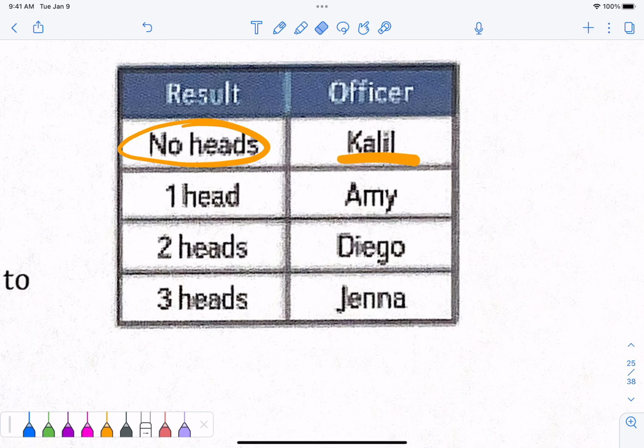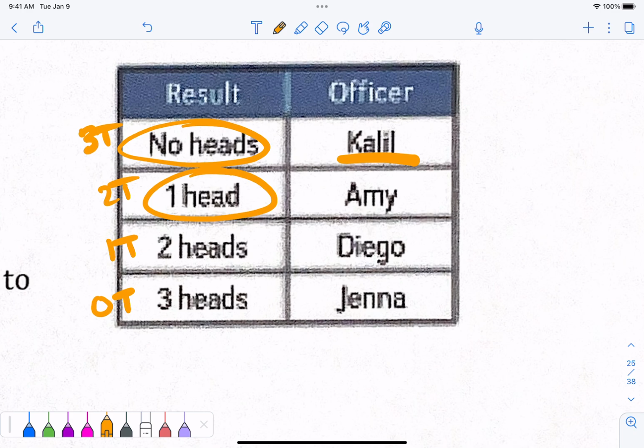If there's 1 head and 2 tails, that means Amy gets to go. If there are 2 heads and 1 tail, then Diego gets to go. And if there's 3 heads and 0 tails, then Jenna gets to go. Got it? That's the only way of doing that, with 4 categories. And they're going to use that to choose who gets to go. Does that sound fair to you? Does that sound okay?